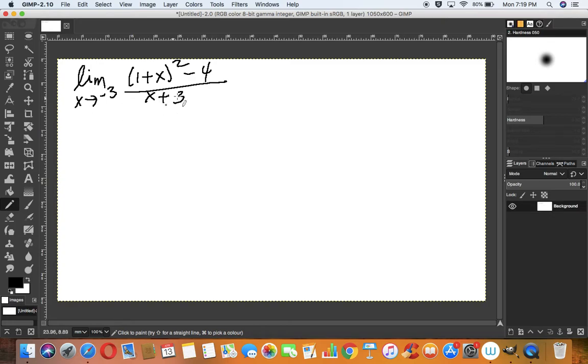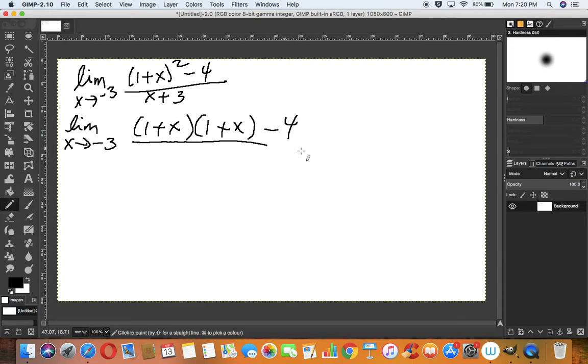If I plug in -3 at this point, I'm going to get something that's undefined, which is not going to work. So what I need to do is expand the top and see if I can change it. So here I would FOIL the top: first terms, outer terms, inner terms, and last terms.